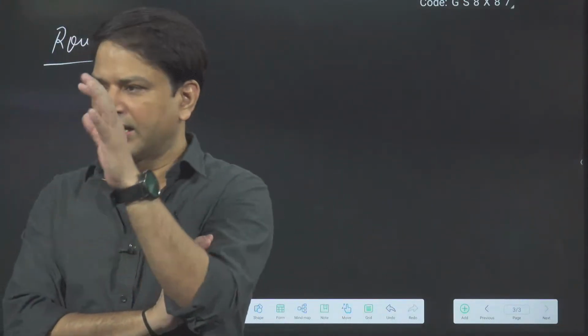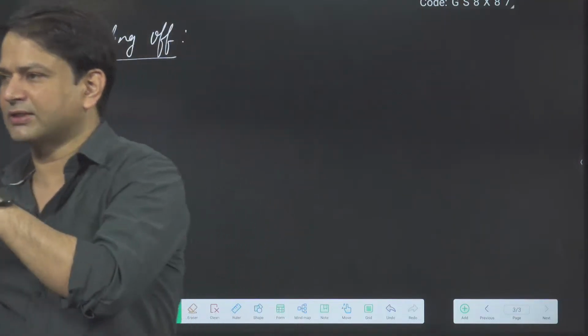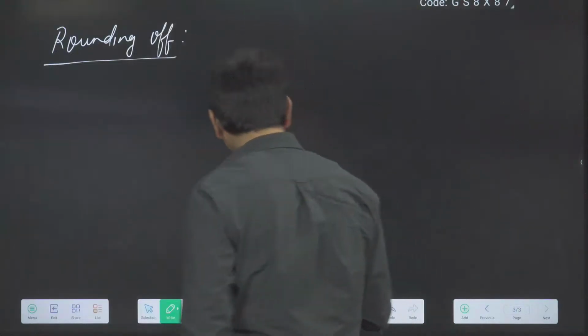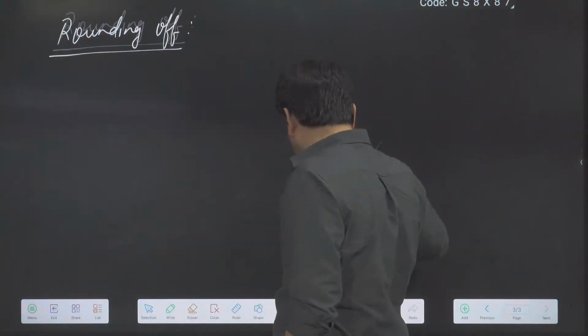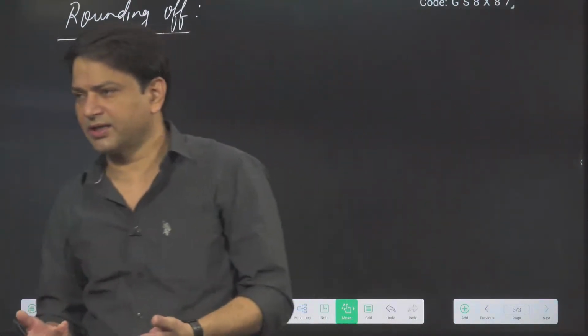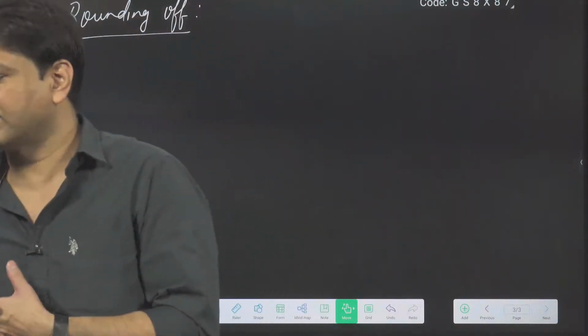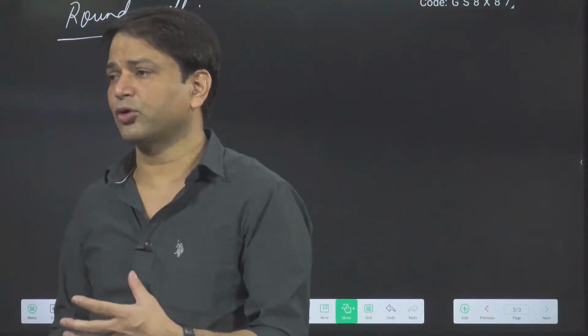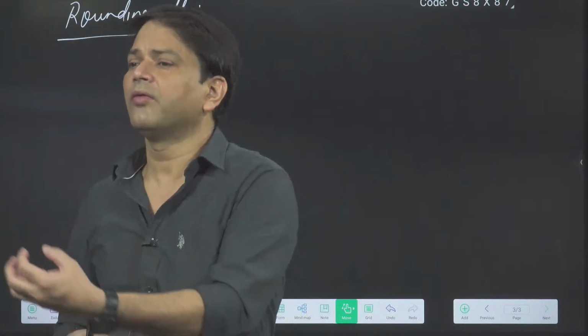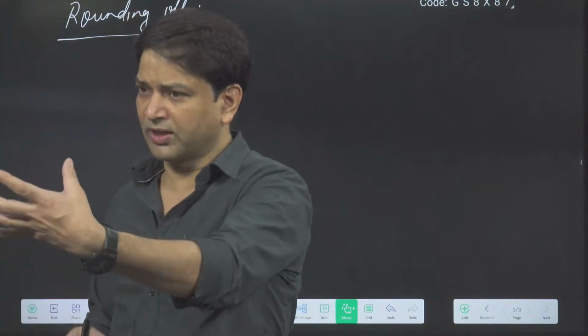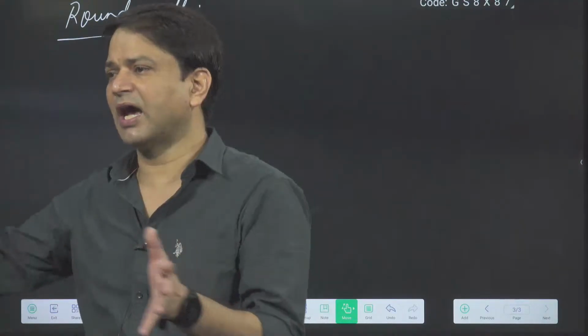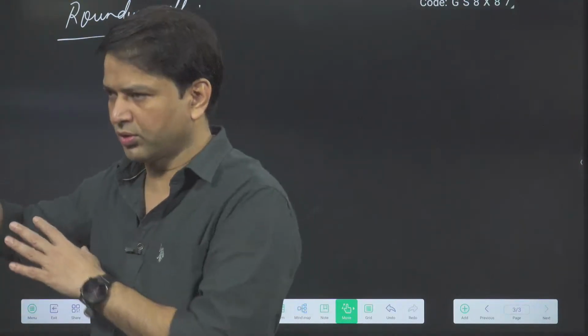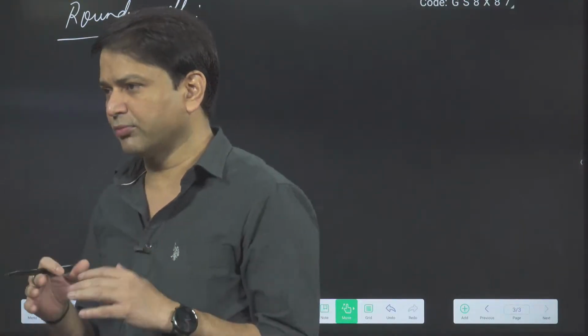Okay, I will explain in the form of an example. I'm not going to write all the rules. One example, and I will explain the rule. So what is the meaning of rounding off? Sometimes whatever answer we are getting in the calculation has 3 decimal places, but we have to write only 1 decimal place, or we are getting 2 decimal places but we have to give the answer in 1 decimal place. Means the last digit, we have to remove. Then we are using the concept of rounding off.